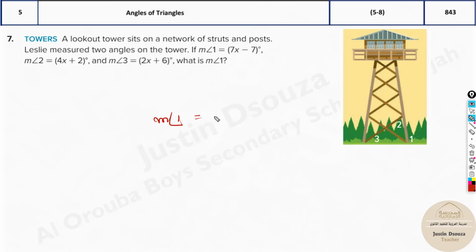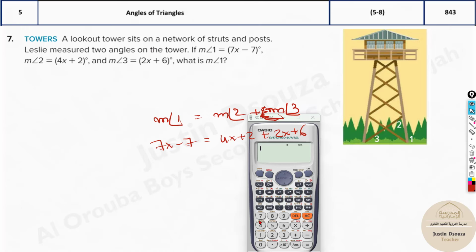Measure of angle 1 will be equal to the measure of angle 2 plus measure of angle 3. So we will substitute it: 7x minus 7 will be equal to 4x plus 2 plus 2x plus 6. You can use your calculators and directly solve it. All you need to do is type it out.